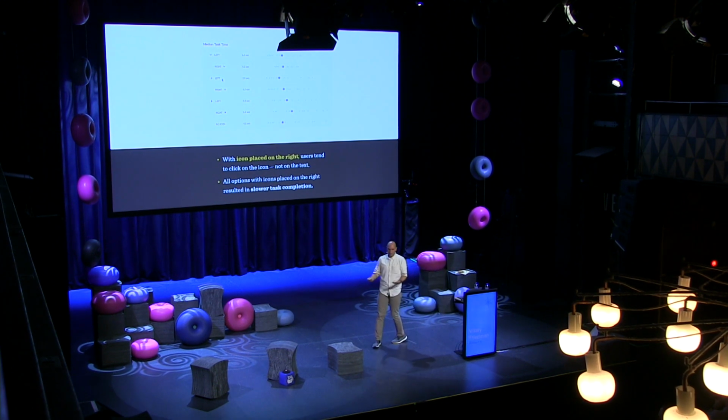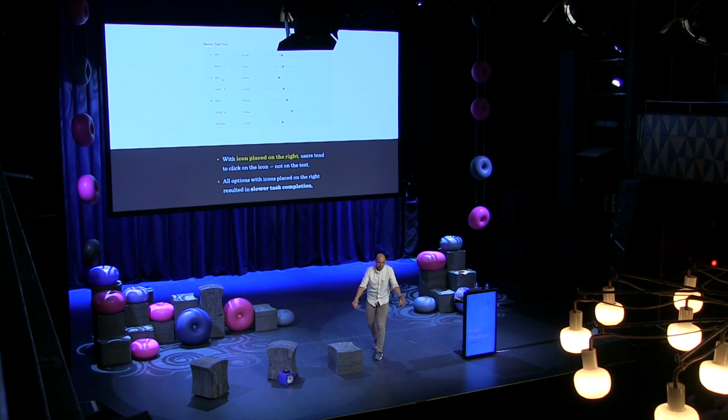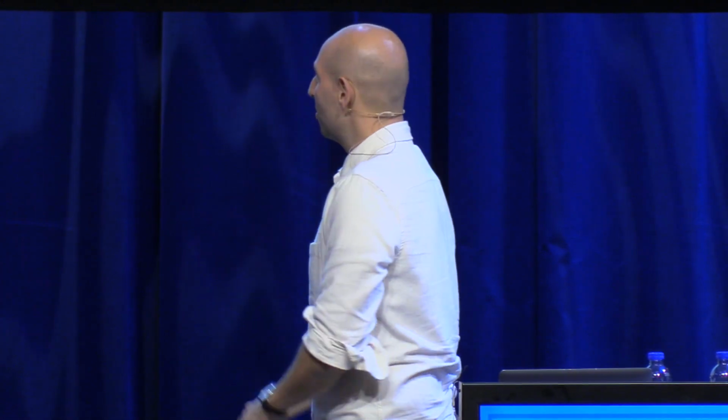Now, why are they clicking on the icon? That's strange. We've been training them like monkeys for years to click on the entire bar, but they tend to click on the icon. That's just surprising. This is not right, right? So why do they click on it? Why do you click on the icon?